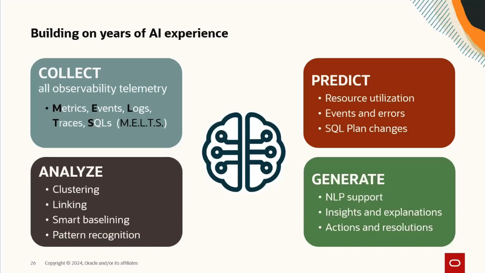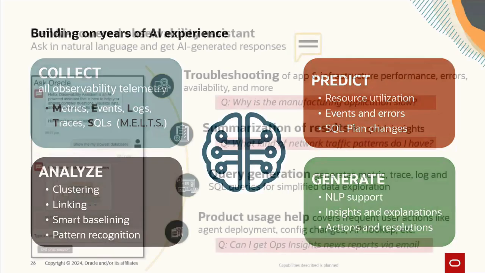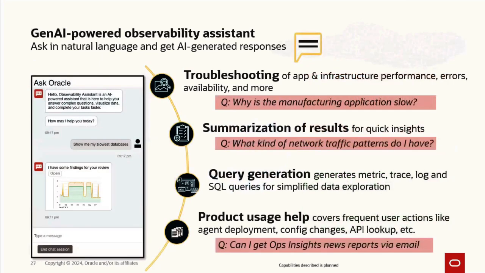And then lastly, the generate. Having a natural language interface and being able to generate a dynamic set of dashboards to answer a question, or to interact across many different services. Here's an example of a Gen AI ability for the observability assistant.